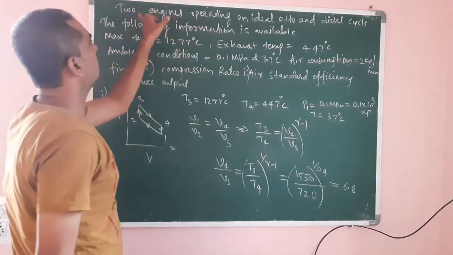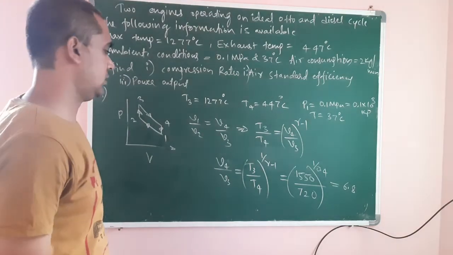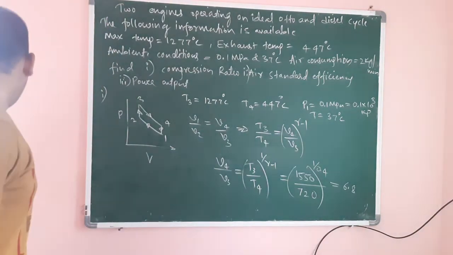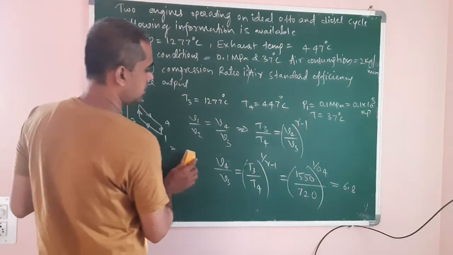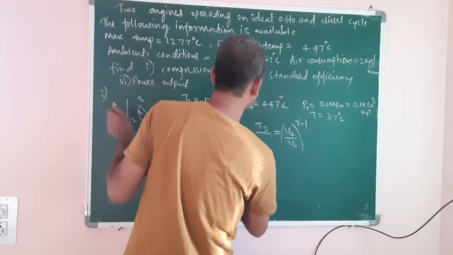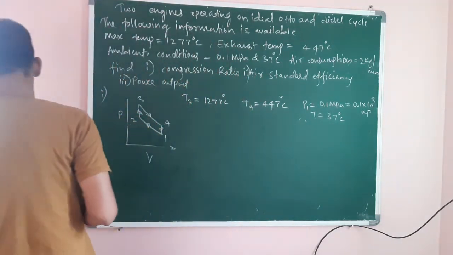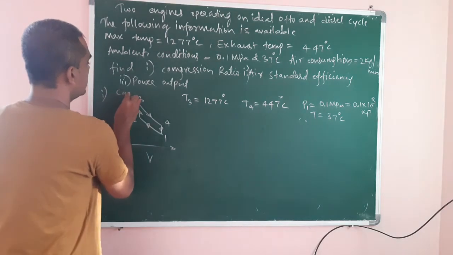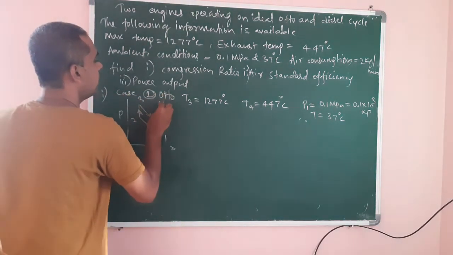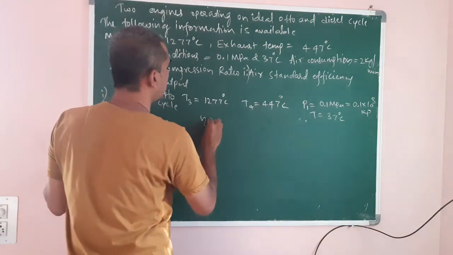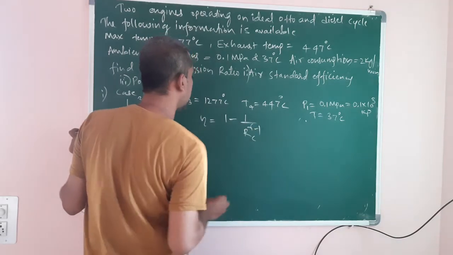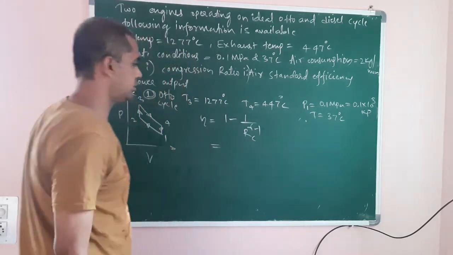For one, there are two engines. For the first engine, we are calculating this. We know the compression ratio, now we can calculate efficiency. We are solving for case 1, the first engine, the Otto cycle. Efficiency, we have derived this equation, equals 1 minus 1 divided by RC raised to gamma minus 1. RC is nothing but the compression ratio.